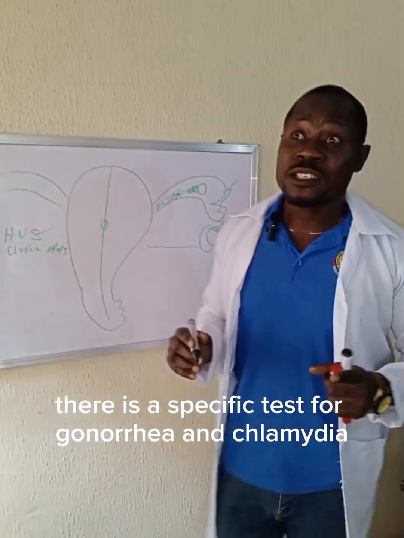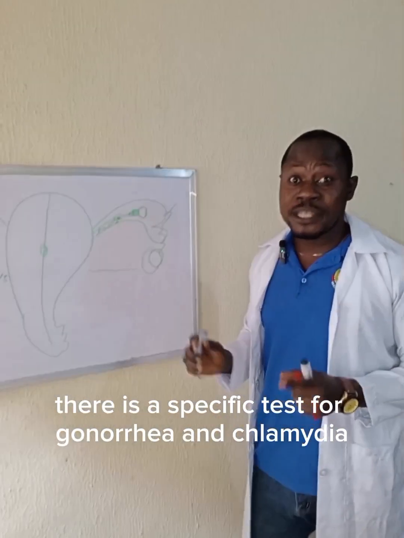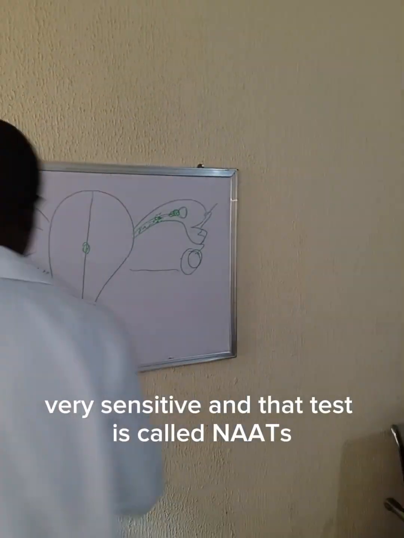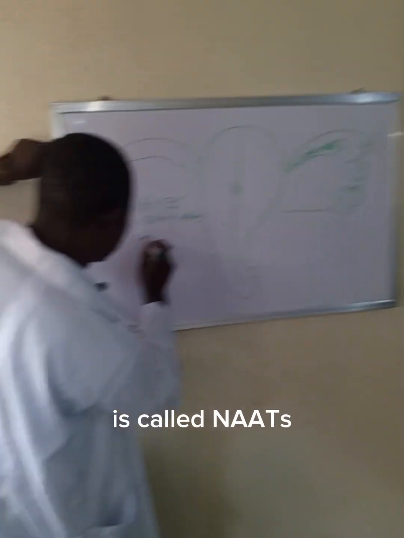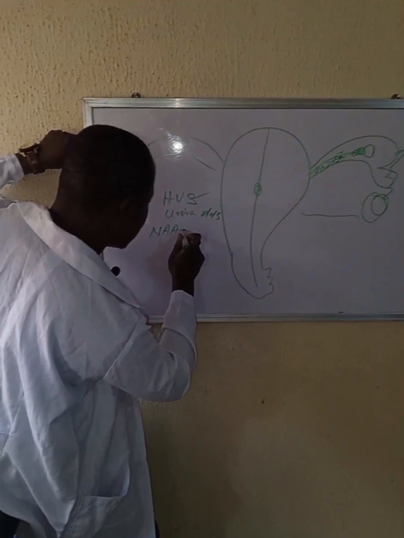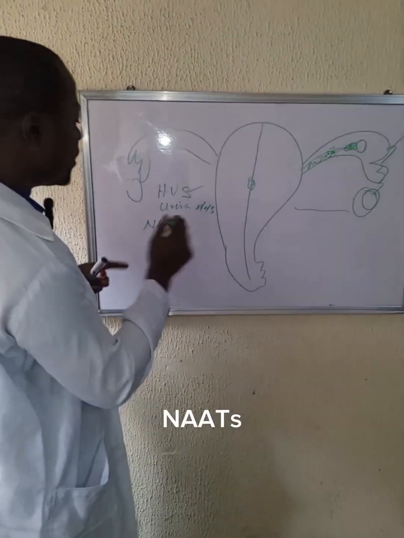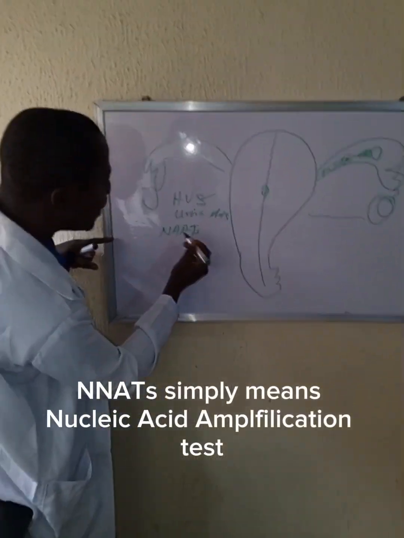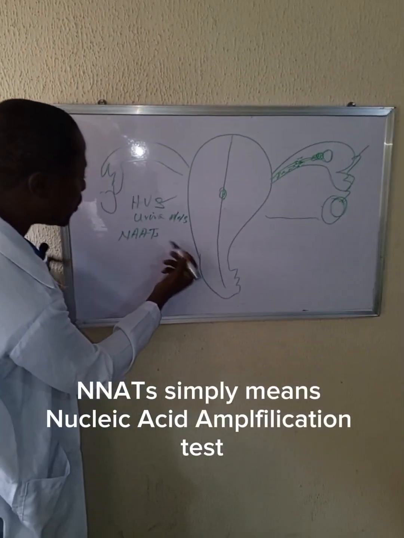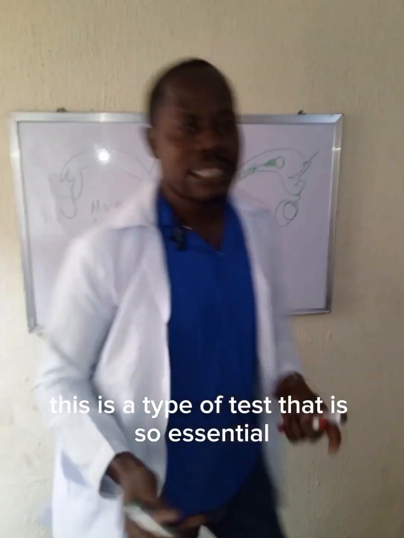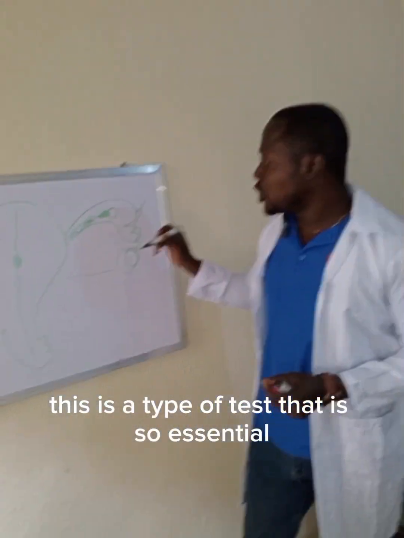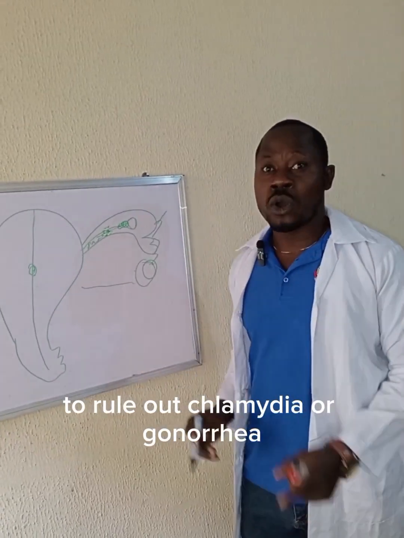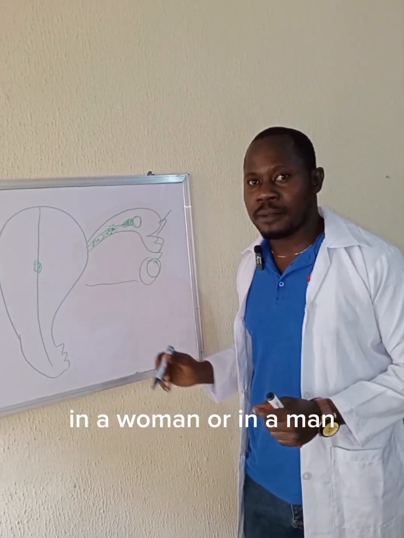Then there is a specific test for gonorrhea and chlamydia, which is very, very sensitive. That test is called NAAT. NAAT simply means nucleic acid amplification test. This is a type of test that is very important to rule out chlamydia or gonorrhea in a woman or in a man.